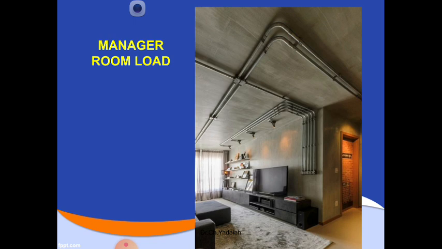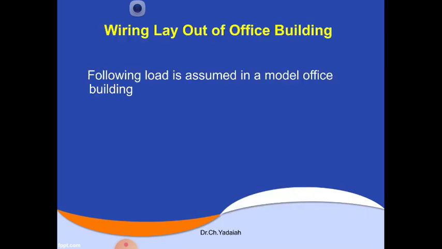Now for example, shall we start first? Here we take the manager room. Because the bank manager room is the main primary room, and you can take the surface conduit wiring, it has some load. What is the load? Let us assume in the manager room. The following load is assumed in a model office building. The manager room has 2 fans. Each fan capacity is 80 watts, as we assumed previously. So the total load is 2 into 80, that is 160 watts.